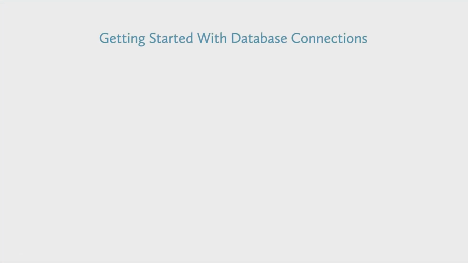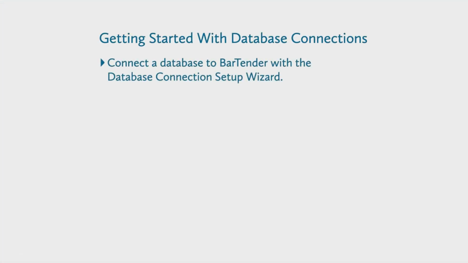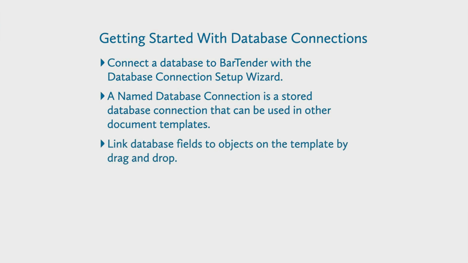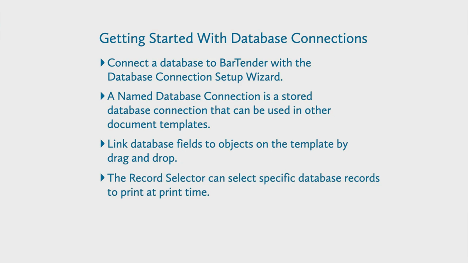To quickly recap, in this video, you learned how to connect a database to BarTender through the Database Connection Setup wizard, located in the File menu, how to create a named database connection that can be used in multiple document templates, and how to link database fields to the objects on your label template. You also learned how to select specific records at print time using the record selector.